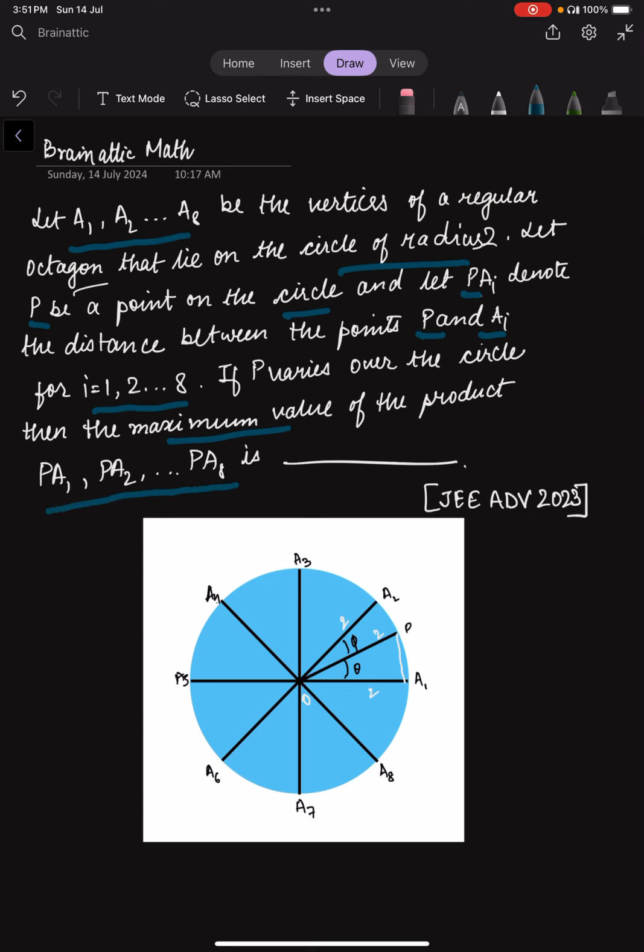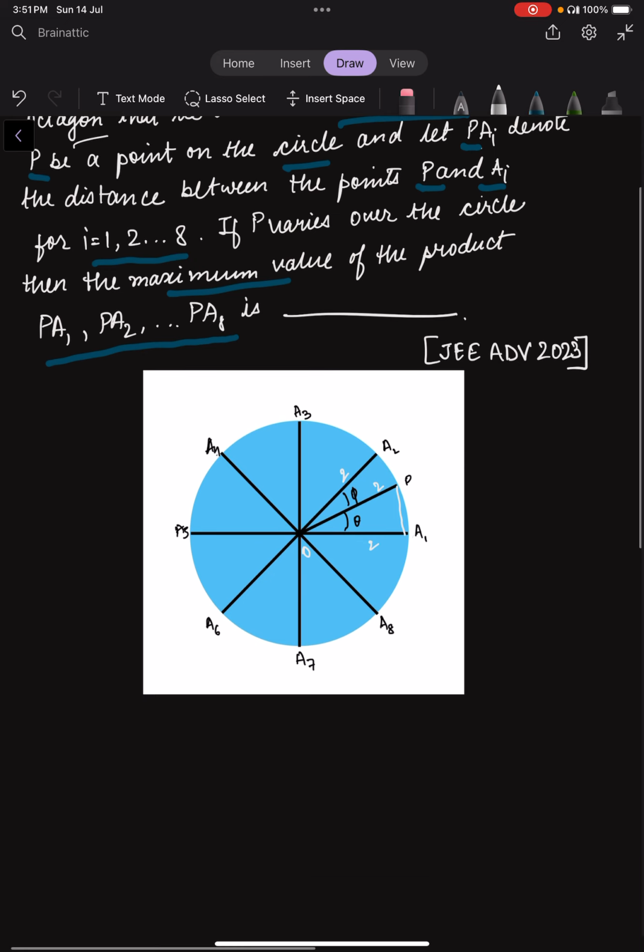Now, I've already prepared a diagram where you can see A1, A2, A3 all the way up to A8 are the vertices of a regular octagon. I've marked the radius of the circle as 2 already because it is given to us, and let us call the center of the circle O. Now, P is at any point between the two vertices and it makes an angle theta on the lower side and angle phi on the other side. This is just an assumption.